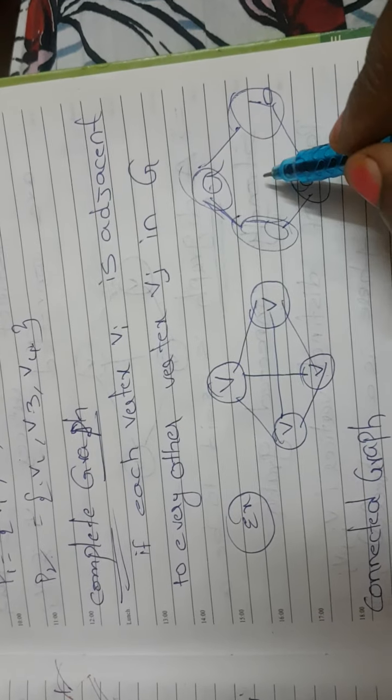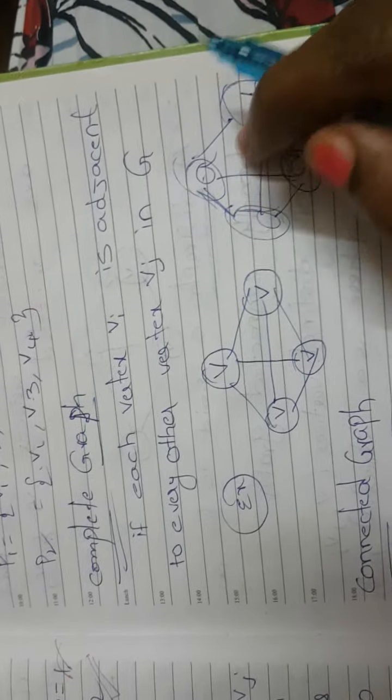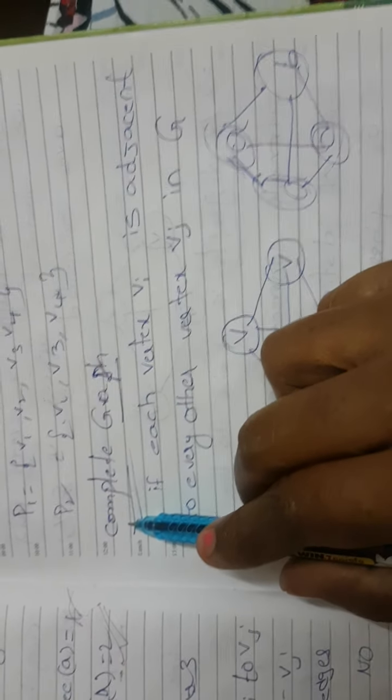This is a complete graph? No. Diagonals also have to be filled, like this, so that all connections can be there. Then it is also a complete graph.